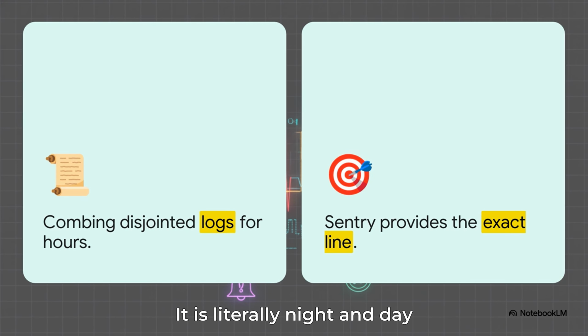It is literally night and day compared to the dark ages of reactive monitoring. Back then, you'd be downloading gigabytes of logs, squinting at server timestamps, and basically just guessing what happened. Now, in this proactive state, Sentry just hands you the exact line of code that needs fixing right alongside the actual SQL query text that was executed.